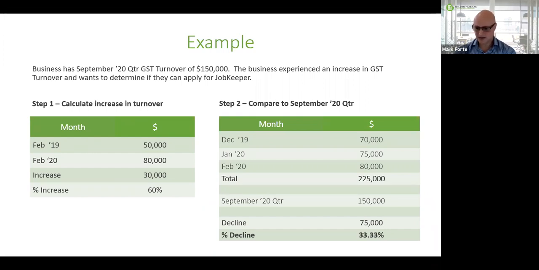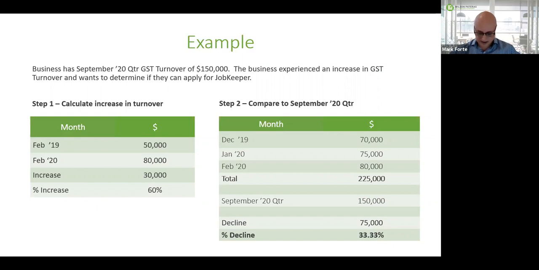So in this case here, the business does qualify for JobKeeper. And what this really highlights, when we've got 5 months, December 19, June 20, and February 20, is that if you don't lodge your BAS on a monthly basis, then you really have to go into your records and determine what the GST turnover is for that month. So it is a fair bit of work to pull out that data. So just something to be aware of, that we just can't rely on BASs for this one. So that's the example for that.